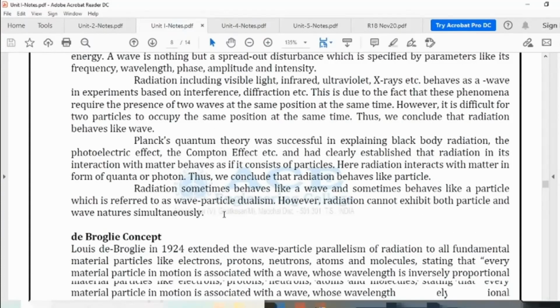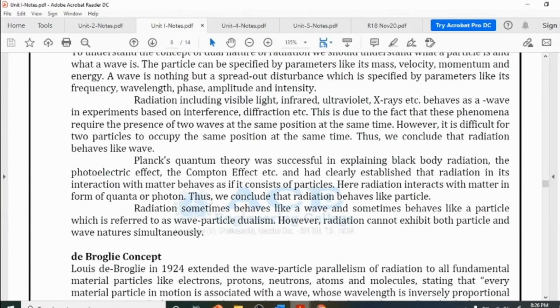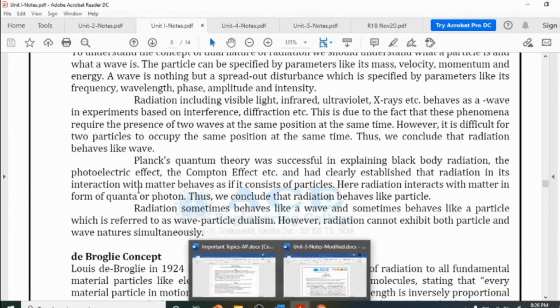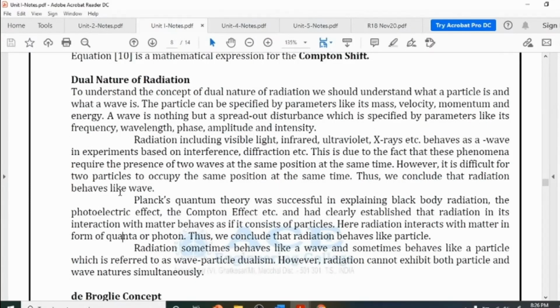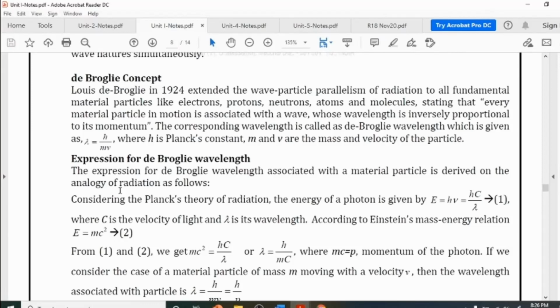And then de Broglie concept, dual nature of radiation. Dual nature of radiation is a much more asked question, let me tell you. So have this in 2 or 3 paragraphs. You can easily get it, understand and write it down. So de Broglie concept is even easier. Louis de Broglie has extended wave particle parallelism of radiation to matter.